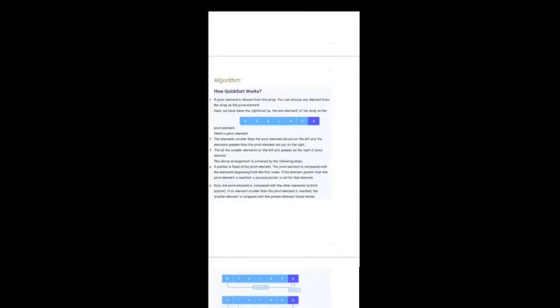Select a pivot element. The elements smaller than the pivot element are put on the left, and the elements greater than the pivot element are put on the right. So we remember that one. We take one pivot element, the greater elements are put on the right and the smaller elements on the left side. So put all smaller elements on the left and greater on the right of the pivot element.